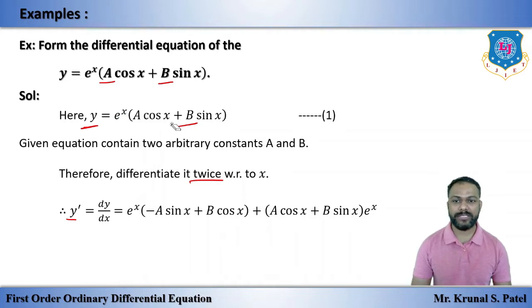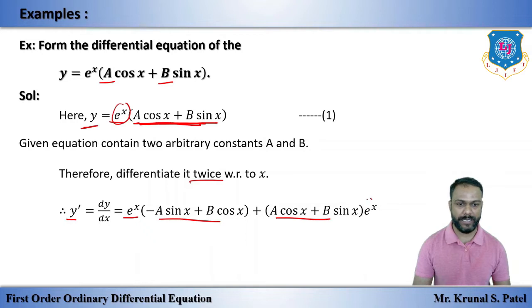Now to differentiate this equation, we have e raised to x and this term in multiplication, so we will differentiate this using the product rule. So first e raised to x as it is, and differentiation of this term is here, plus the second bracket as it is, and differentiation of e raised to x is e raised to x.